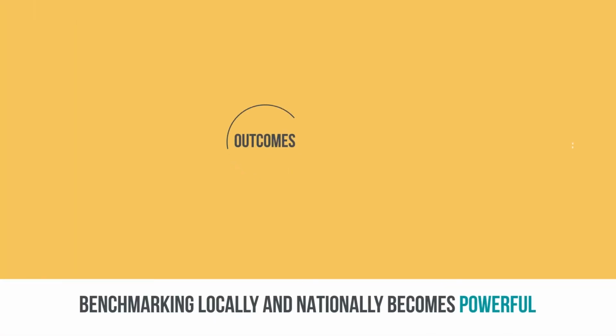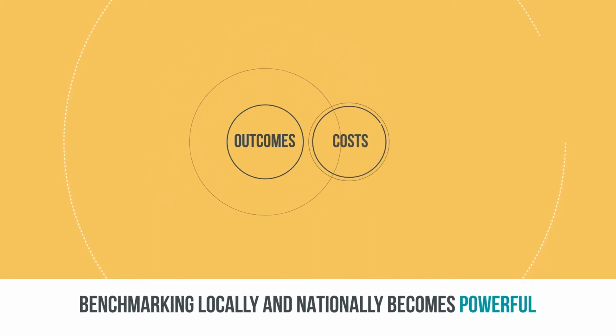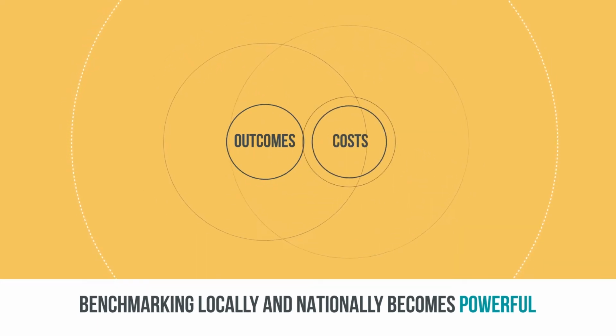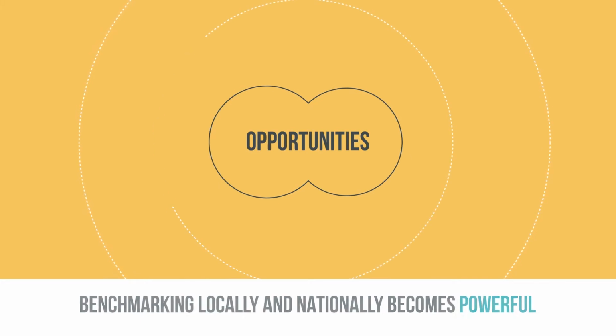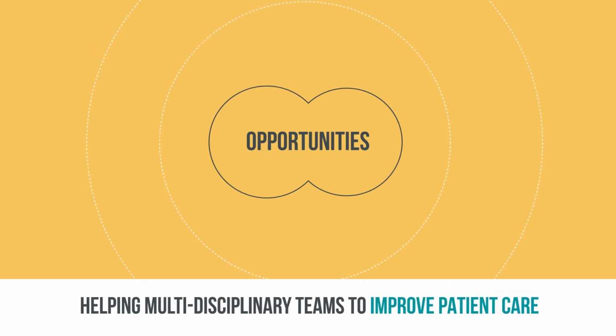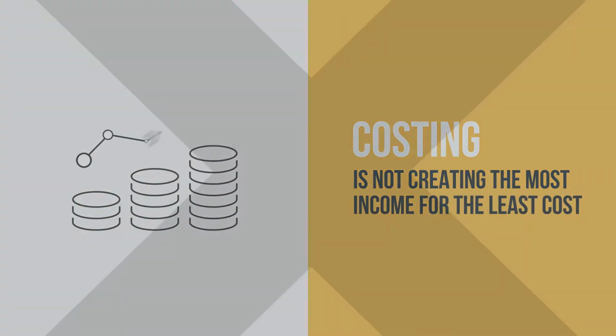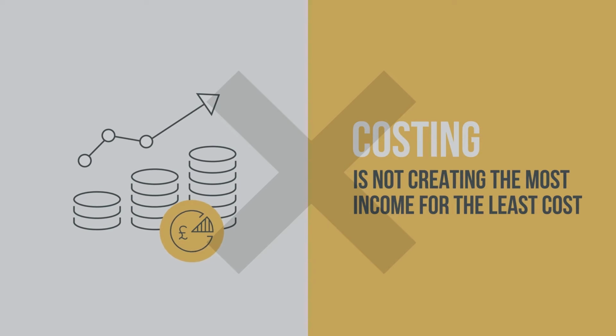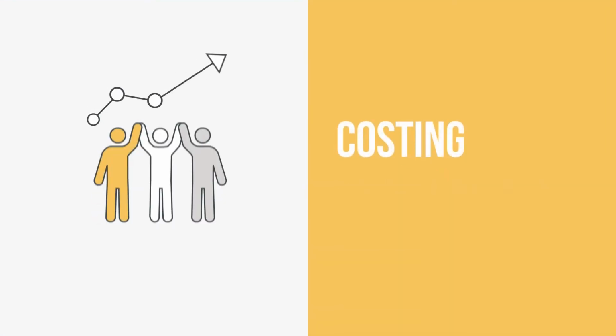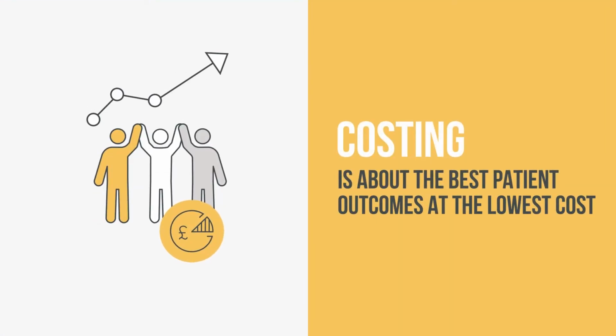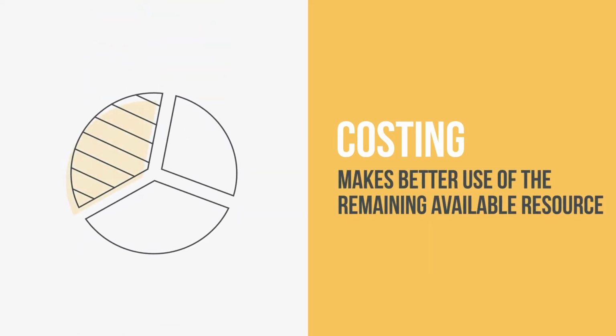Benchmarking locally and nationally becomes powerful when a service begins to look at costs and outcomes together. This helps multidisciplinary teams identify opportunities with a clear focus on improving or maintaining patient care. It is not about creating the most income for the least cost. It is about producing the best patient outcomes at the lowest possible cost, creating an efficient service. This, in turn, allows the organisation to make better use of the remaining available resources.